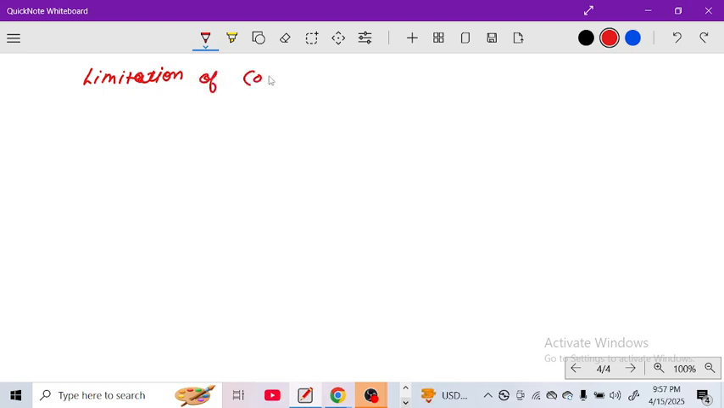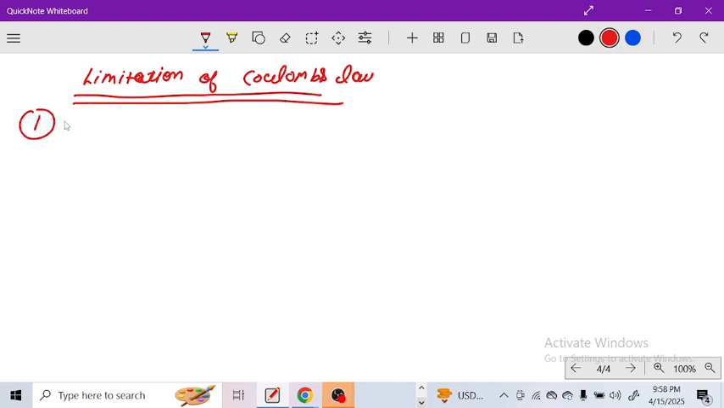Limitation of Coulomb's law. So the first limitation is, right Kavya, charges should be at rest. Because we are discussing electrostatics, we must take charges at rest. Charges should be at rest. This is the first limitation.